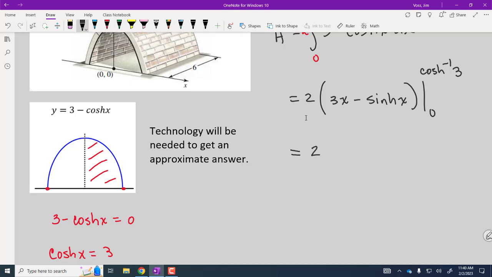So we are going to end up with, let's distribute the 2 in one step. So we're going to have 6x, and we're plugging in that. So it's 6 times inverse cosh of 3, minus 2 sinh of inverse cosh of 3. That is our exact answer for the area of the face. Then we'll multiply by 6 to get the volume. Yeah?